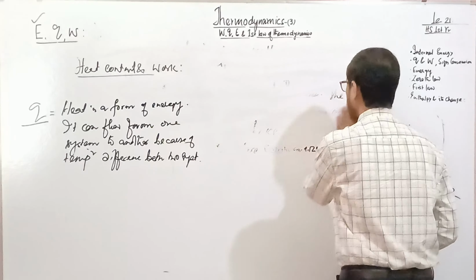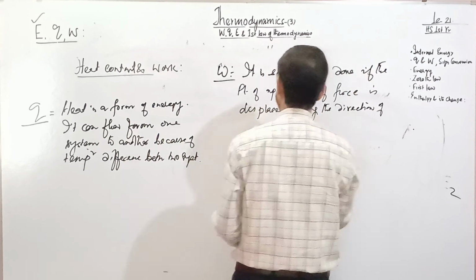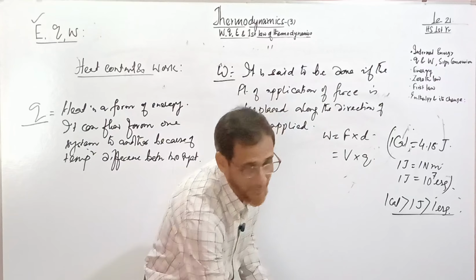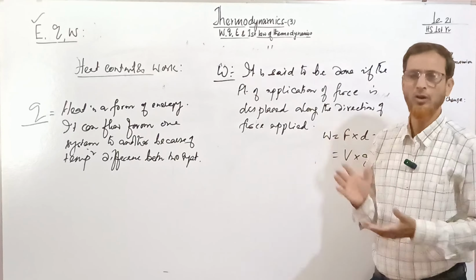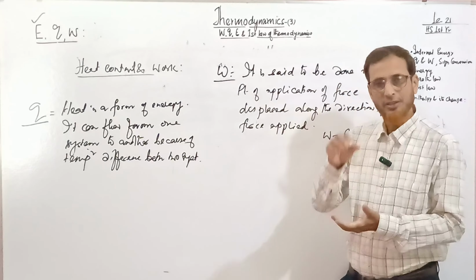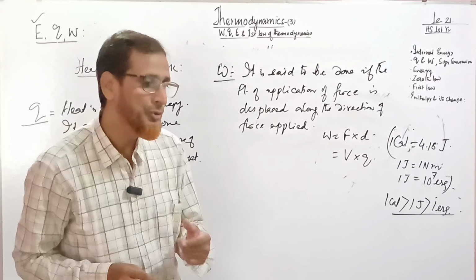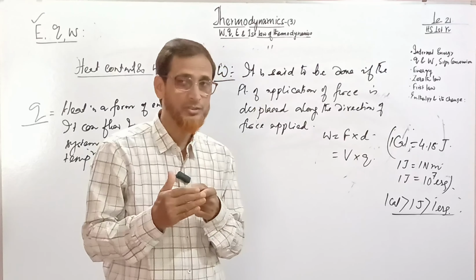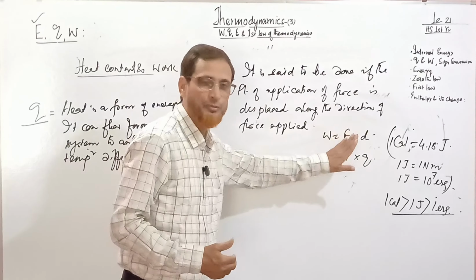Now let us define what is work. You have got it in different ways, in physics, in chemistry, everywhere you got this idea of work. What is work? Work is said to be done if the point of application of force is displaced along the direction of the force applied. In whichever direction you have applied a force upon a body, if this body is displaced in the direction of the impressed force, then it is called work. So work is equal to force into displacement.